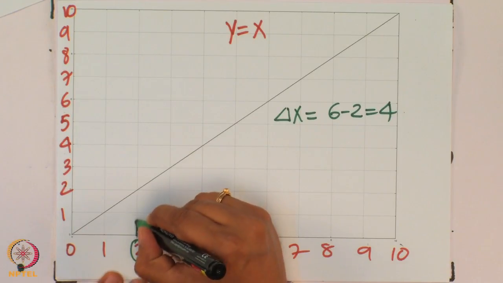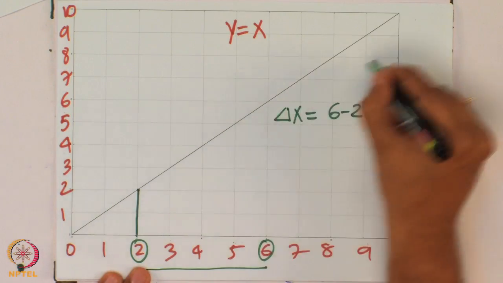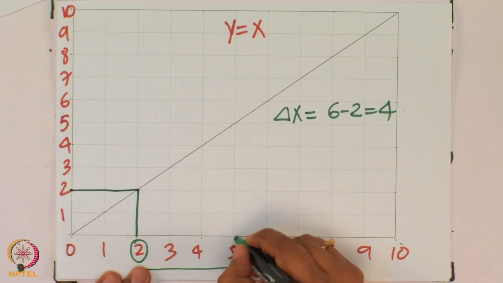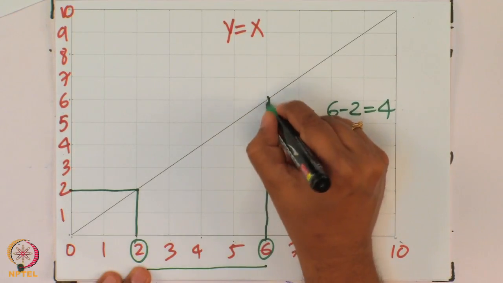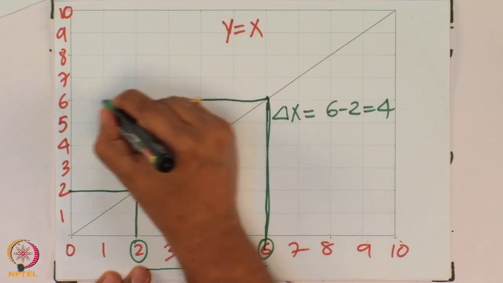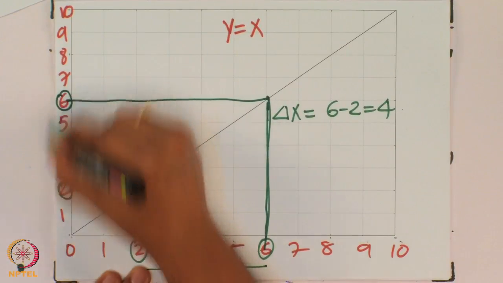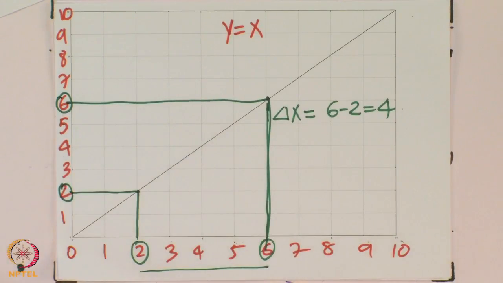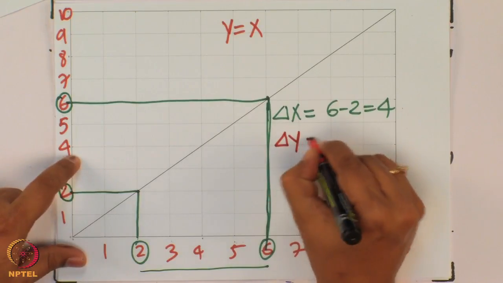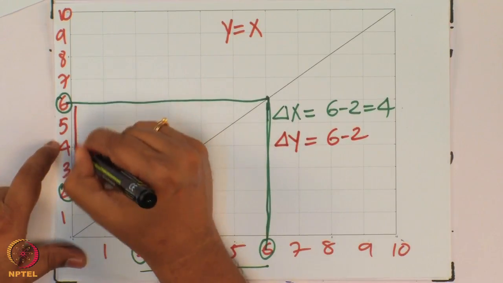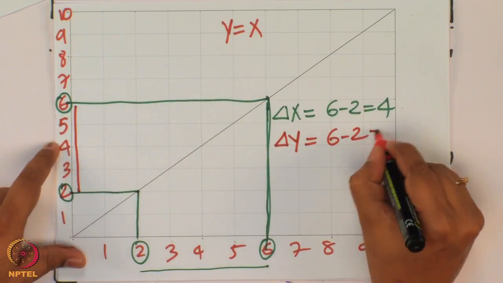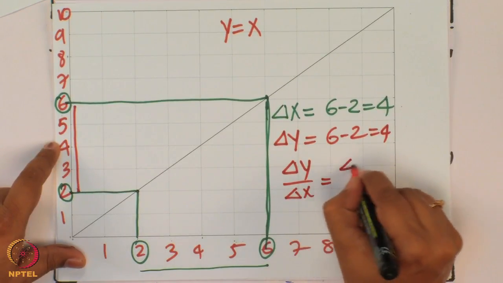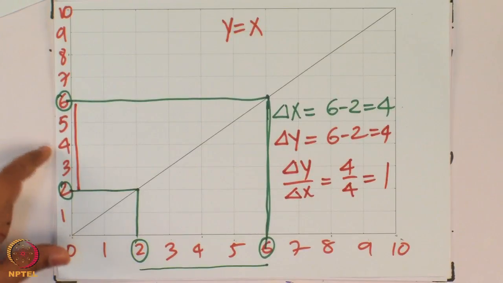Then draw a line touching the curve that you have and calculate the corresponding y value. And here also draw a line and calculate the corresponding y value. So the corresponding y values here are also 2 and 6, that's why this is y is equal to x. So delta y is also 6 minus 2, which is also 4. So delta y by delta x is 4 by 4, which is 1.